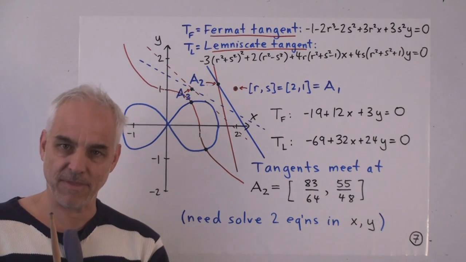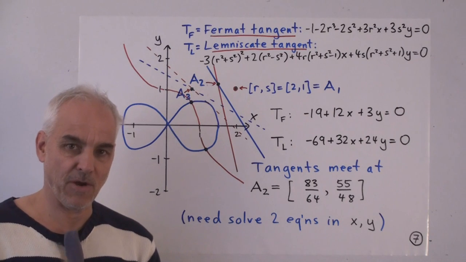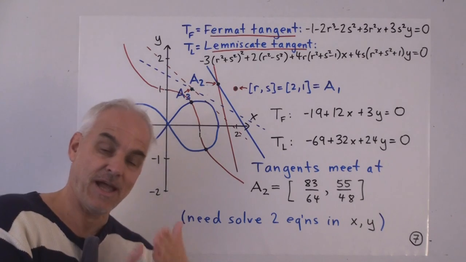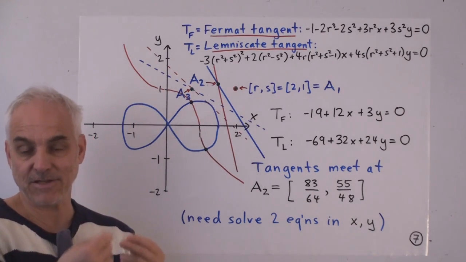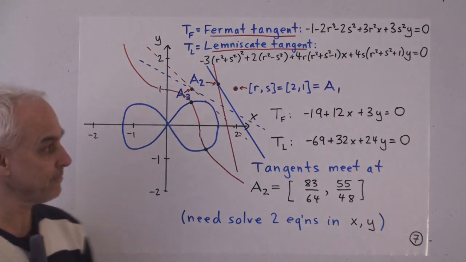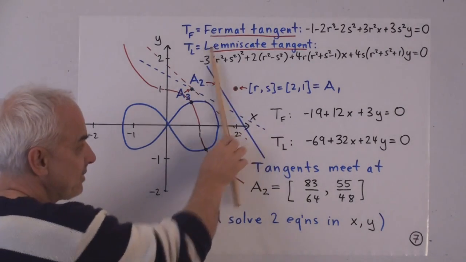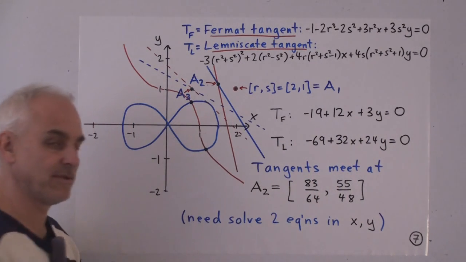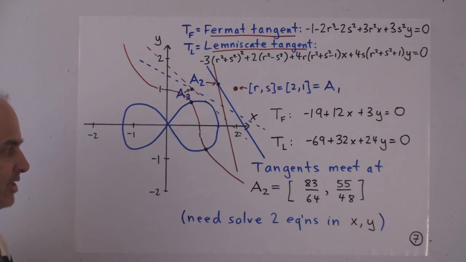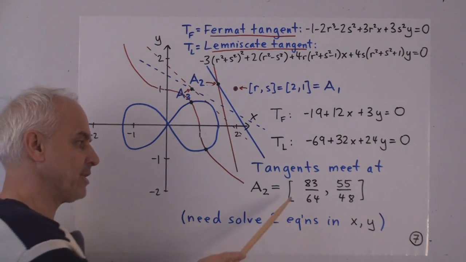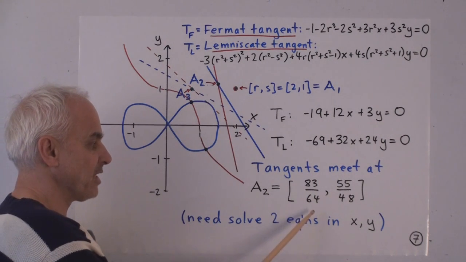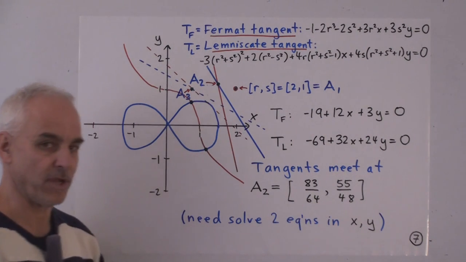This is a kind of Newton's method, an iteration where we use the tangent to determine a new point, but now we have two tangents, and so we're going to use the point where they meet as our new point. So where do these two lines meet? Well, you need to solve these two equations. These are two linear equations in x and y. And if you solve them, you will see that the point of intersection right here is 83 over 64, 55 over 48.